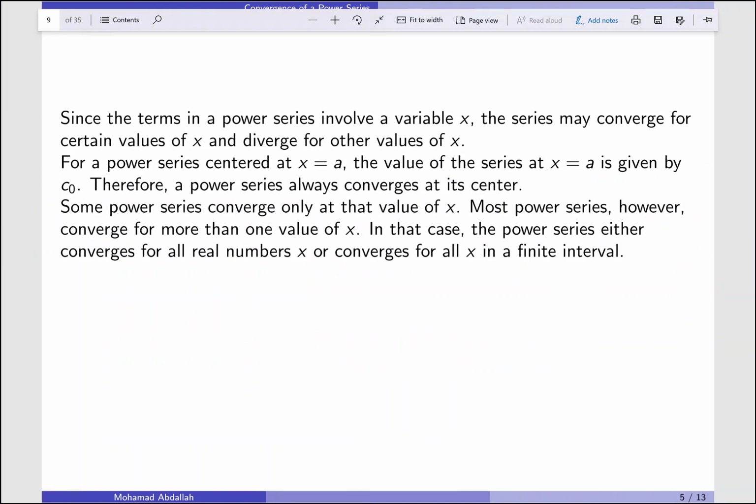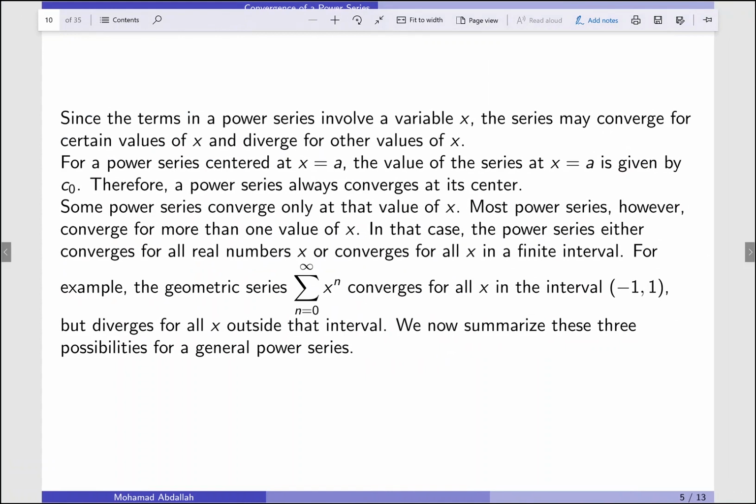Now, most power series converge for more than one value of x. Some of them converge for all real numbers. Some of them converge over a finite interval. So that's something that we will see. So for example, the series sum from n equals 0 of x^n converged over a finite interval. We will see some other series that will converge no matter what x is. You can plug in x to be anything.